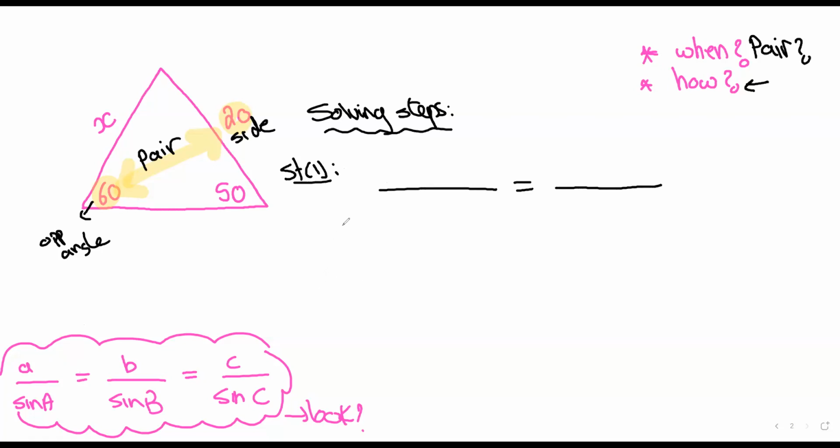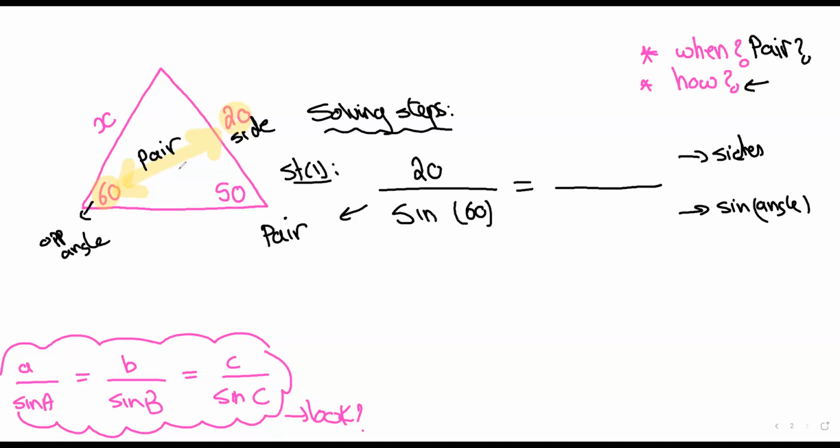In the first fraction, or in the first ratio, I write my pair. And remember that in the numerator, we write the sides. In the denominator, we write the sine of the opposite angle. Sides on top and sine of the angle below. In the first fraction I put the pair, which is the side over sine the opposite angle. This is your pair.